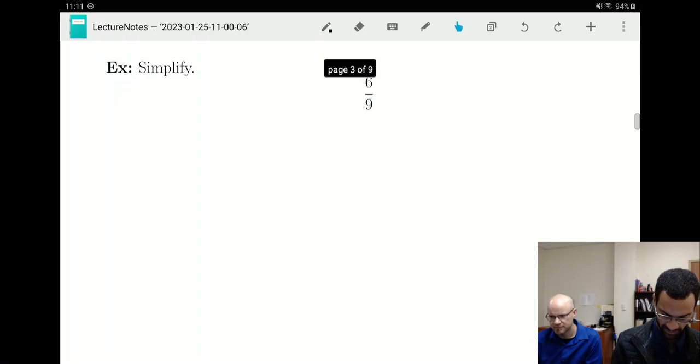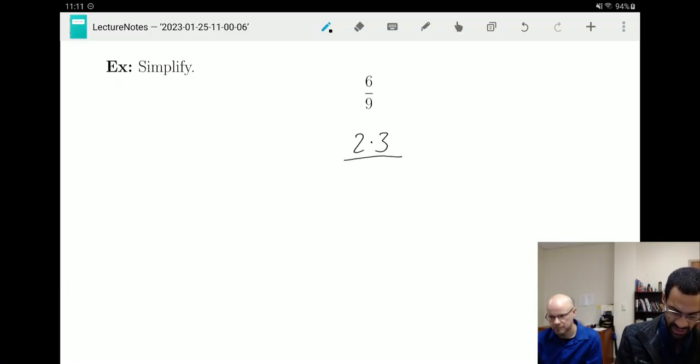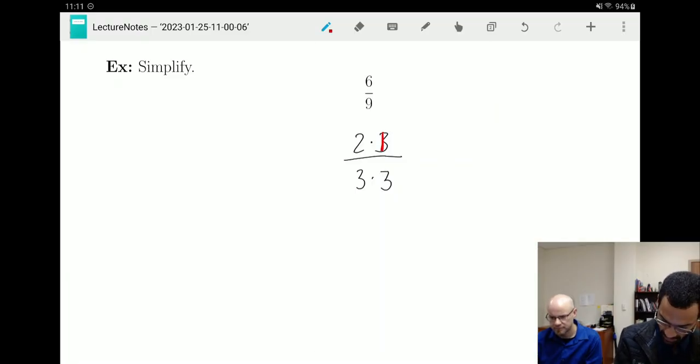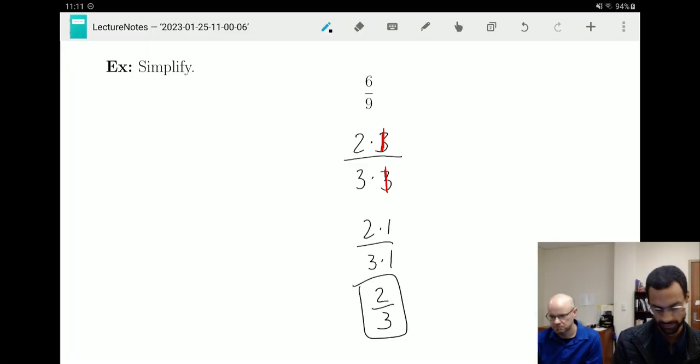Let's do another one. Okay, so 6/9. I want to simplify that. So 6 is 2 times 3. We already know that. And 9 is 3 times 3. And so what do they have in common? Right? 2 times 1 and 3 times 1. So 2/3. That one was boring. Okay, whatever.